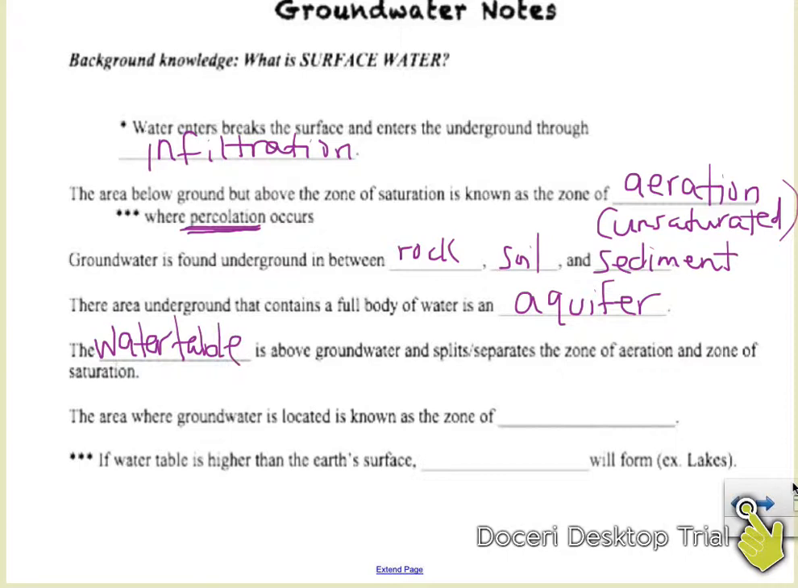The area where groundwater is located is known as the zone of, Chris? Saturation. Good job, guys.